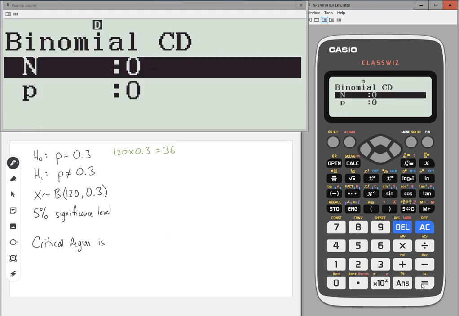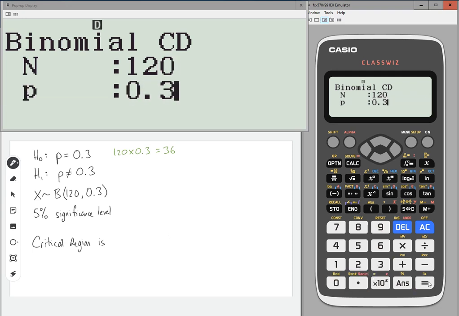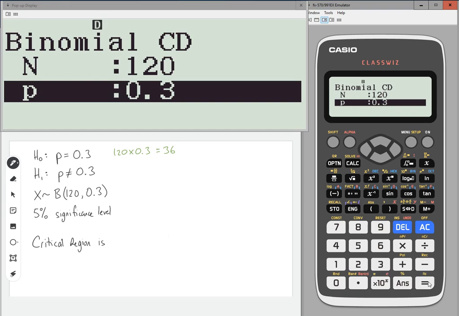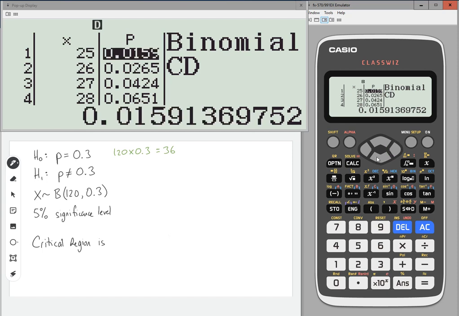Let's see what we get. So N is 120, P is 0.3. I can always change those values of X in a moment if they don't catch the values I want. So I'm looking for the overlap of half of the significance level because we're doing a two-tail test here. So it's actually 2.5%, 0.025. So actually we've just caught it there, 25, 26. So we want the probability of X being less than or equal to 25 and the probability of X being less than or equal to 26. And we want to write these to 4 decimal places.